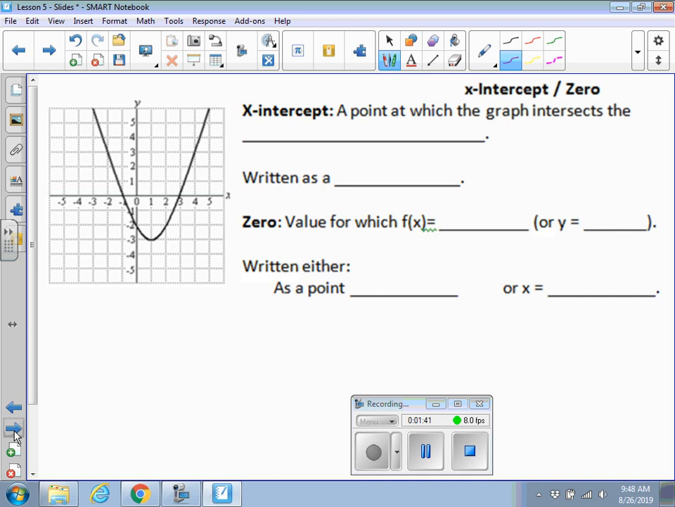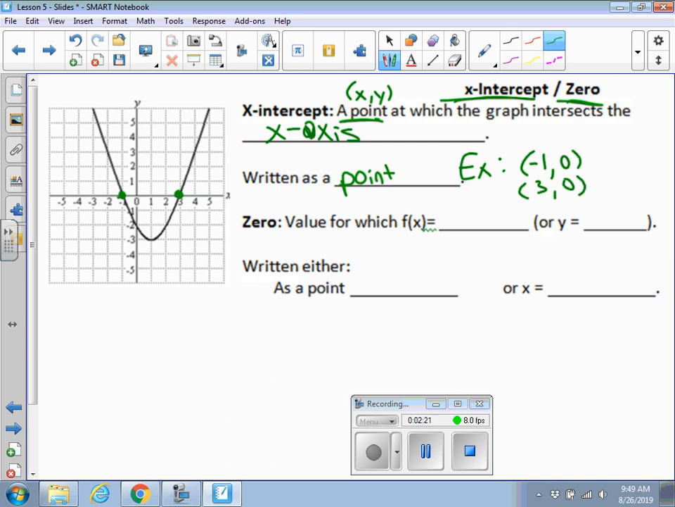Flip your notes over to the back, and now we're going to look at x-intercepts and zeros. An x-intercept is, again, a point, x comma y, at which the graph intersects the x-axis. So when you cross the x-axis, we're trying to figure out what the y-value is. Notice this graph crosses the x-axis at 2 points, so we have 2 x-intercepts. It's written as a point, and from our example, those 2 points are (-1, 0) and (3, 0). Again, those are coordinate points.